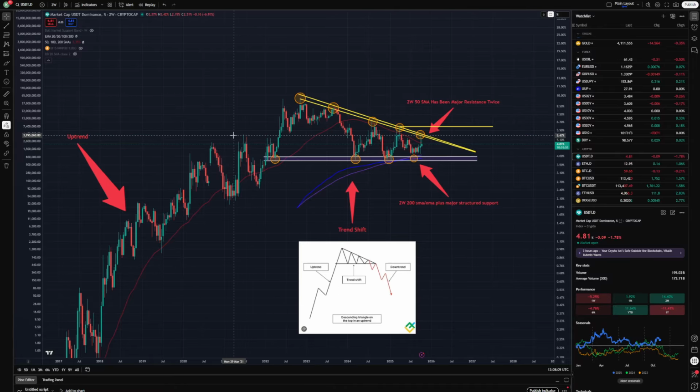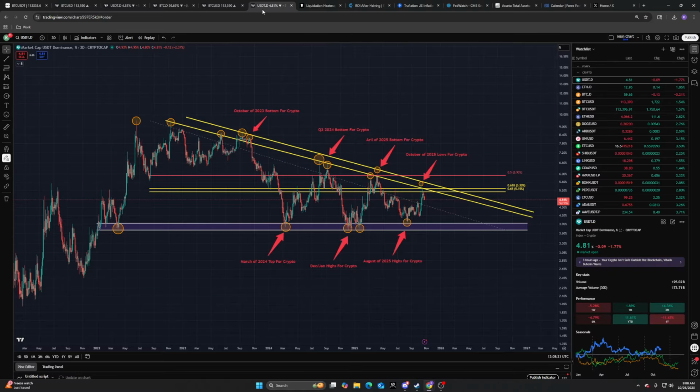But the goal here today, like I said before, is to remove that confusion, remove that anxiety, remove that depression, remove the anger, and give you clear eyes on the market. And that's what we are going to do. Back to our other chart.